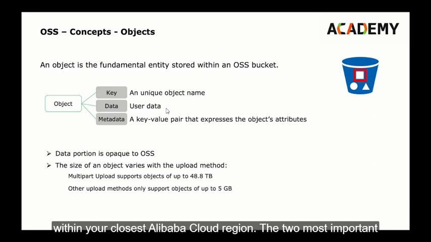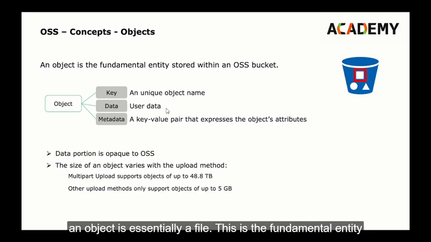The two most important concepts to understand in OSS are the object and the bucket. An object is essentially a file. This is the fundamental entity that you store inside your OSS buckets. An object has three parts: the key, the data, and the metadata. The key is essentially the object's name. It's like a file name. It has to be unique within a given bucket.